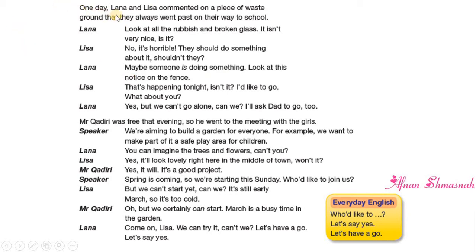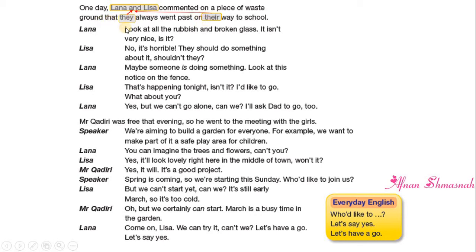One day Lana and Lisa commented on a piece of waste ground that they always went past on their way to school.